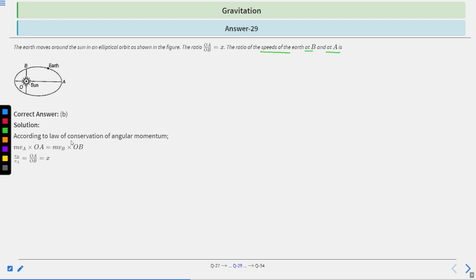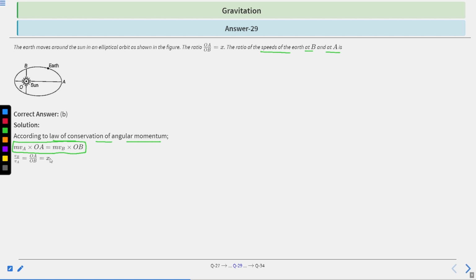So according to the law of conservation of angular momentum, m v_A multiplied by OA is equal to m v_B multiplied by OB. Both are equal because of conservation of angular momentum. Clear? So v_B upon v_A is equal to OA upon OB, which is equal to x.